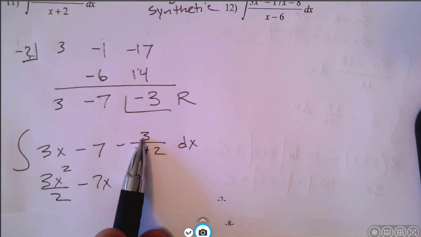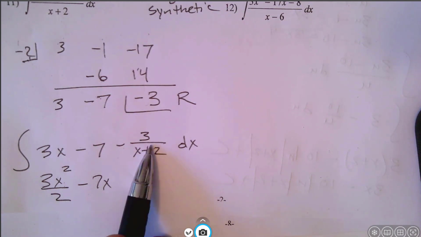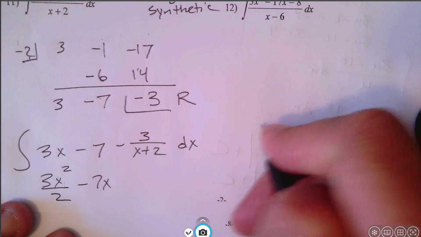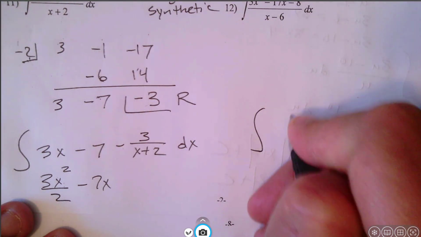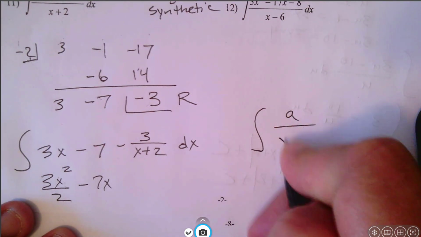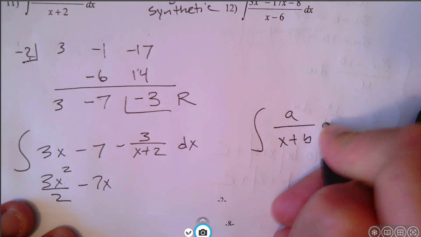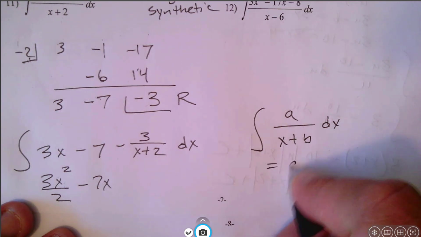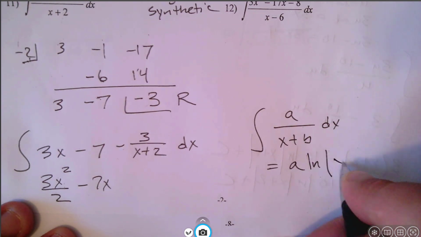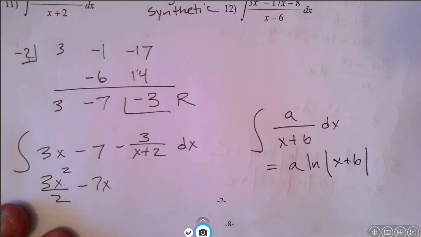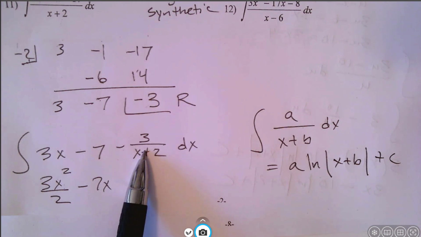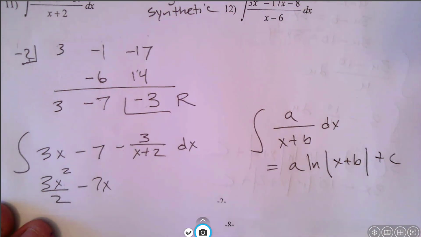This should look familiar. You could do a u-substitution, but eventually you realize that these all kind of follow the same pattern. The pattern is that if you have to take the antiderivative of a over x plus b dx, it's always equal to a natural log of x plus b, like so. So this is like a little shortcut.